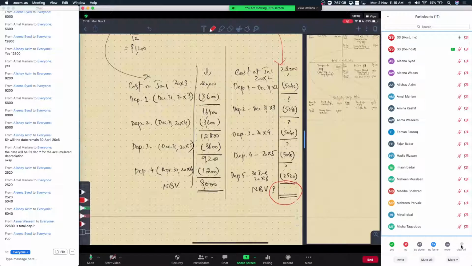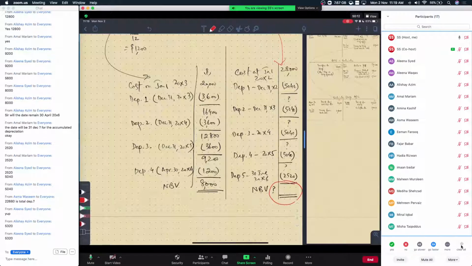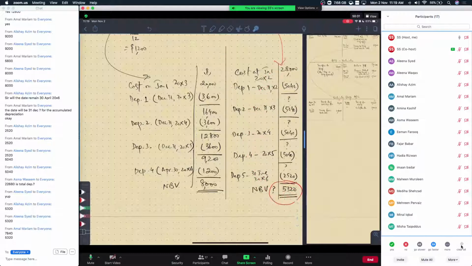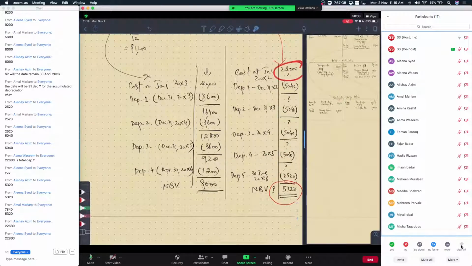22,680 is the total depreciation charge. Alina says 5320, Alicia says 5320 is the final net book value. And now, what is the total accumulated depreciation? Now we see this is a much easier way of calculating total accumulated depreciation. Rather than having to add them all and make a mistake on the calculator, a much easier way would be calculating these net book values one by one and then finally arriving at this.